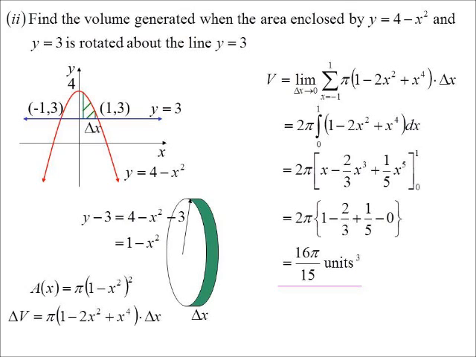I suppose another way you could handle that question, if you really wanted to rotate around the x-axis, you could say, oh, well, let's shift the whole problem down 3 units and rotate around the x-axis. And of course, if you shift that parabola down 3, then the parabola would end up with the equation y equals 1 minus x squared, as we've got there.